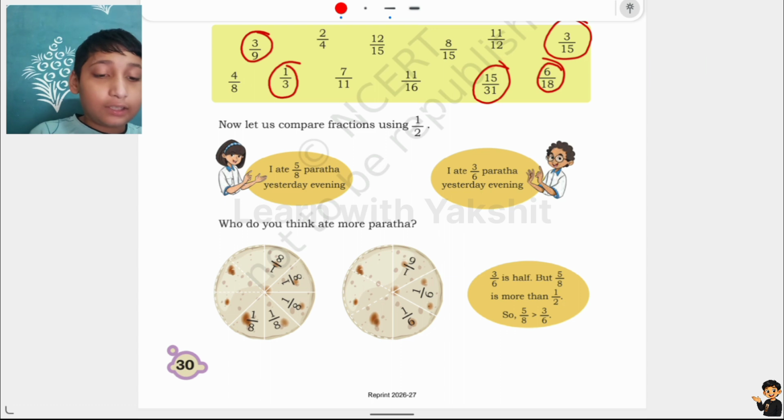This, as you can see, is greater. Because if it would be 1 upon 2, it should be this. No, it's one more higher. Meaning that Sevi ate more. And we can say next to it, 3 upon 6 is half, but 5 upon 8 is more than 1 upon 2. So 5 upon 8 is greater than 3 upon 6.